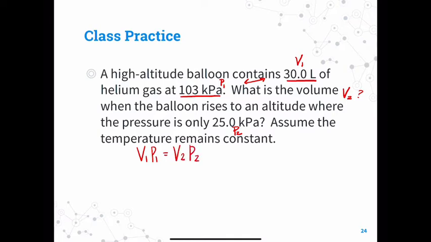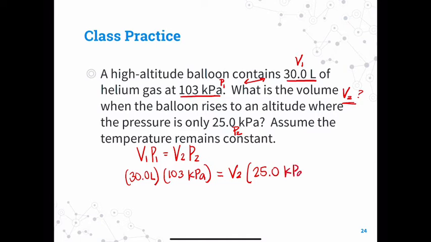Okay, so we're going to use this formula, V1P1 equals V2P2. And we will just plug in and multiply. So we've got 30 liters times 103 kPa equals V2, that's what we don't know, times 25.0 kPa. Okay? And so essentially what we're going to do is multiply 30 times 103, and then we're going to have to divide by 25, just like you would in algebra, how we divide to get the V2 by itself. Okay? And that'll cross that out.